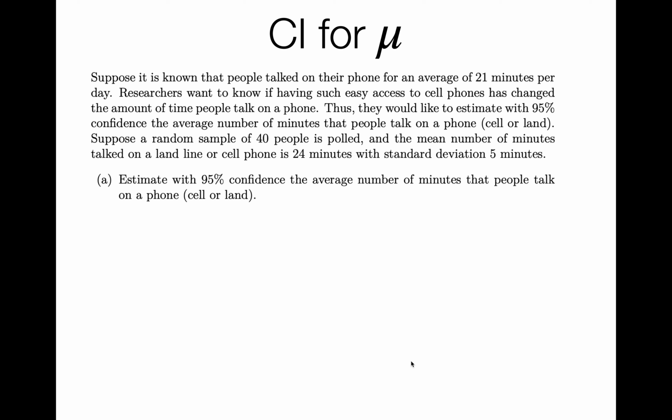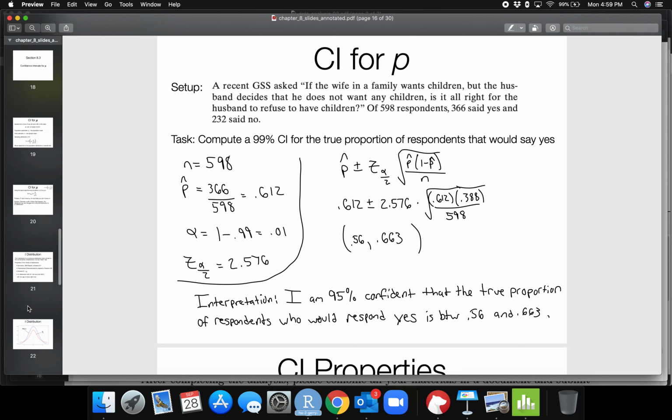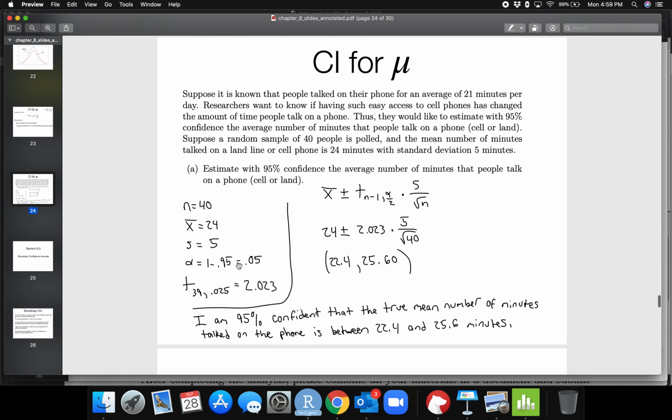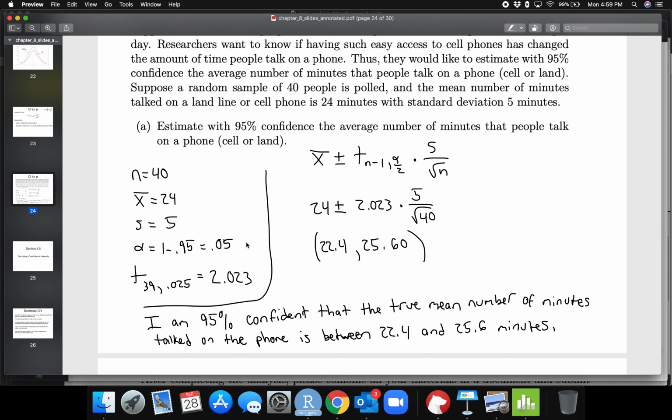So again, I have the work written out for you here. Sorry, I'll move through here. Same problem. First step is to find the parts of the equation that we can from the setup. We know that the sample size is 40. We know that the sample mean is 24, and we know that the sample standard deviation is 5. And that gives us almost everything.